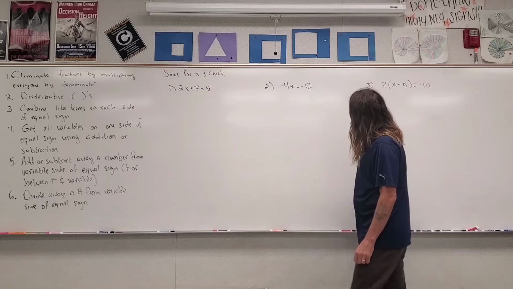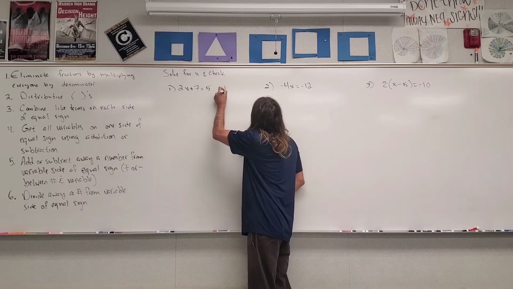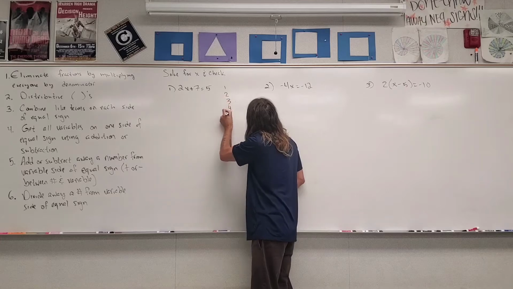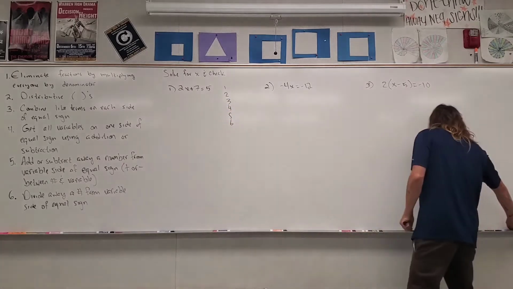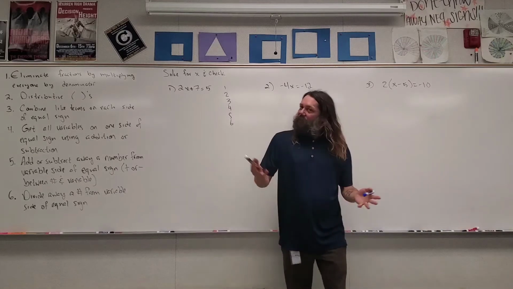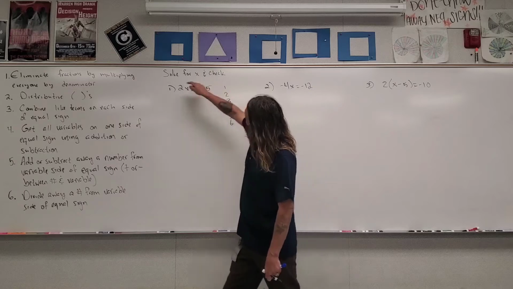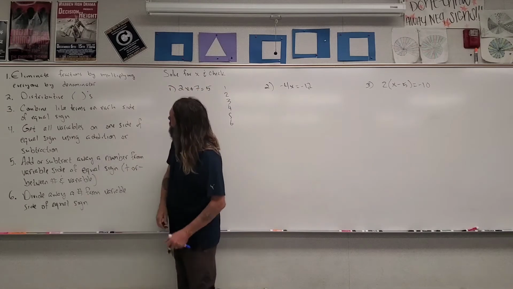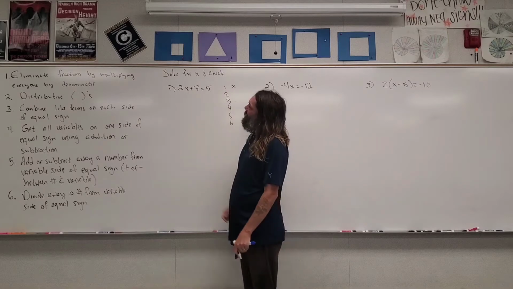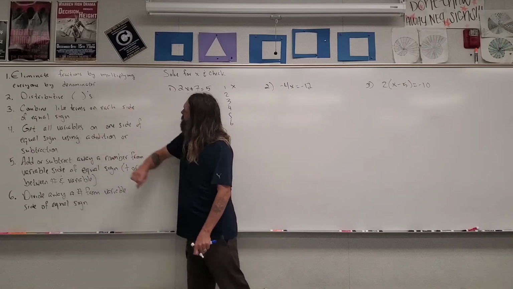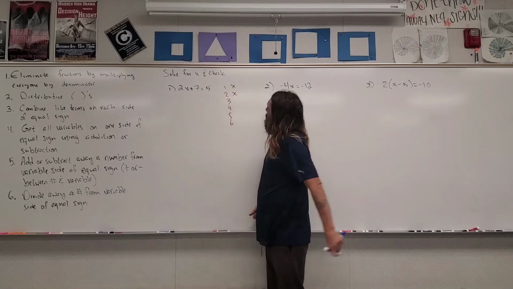So the directions are solve for x and check. And again, I'm going to write 1, 2, 3, 4, 5, and 6 next to every problem. And I'll highlight the steps with blue, so it's a little bit more clear what I'm doing. All right, step 1, can I eliminate fractions by multiplying everyone by the denominator? No, I cannot, because there's no fractions. Step 2, can I distribute? Meaning I have parentheses. There's no parentheses, so I cannot do step 2.